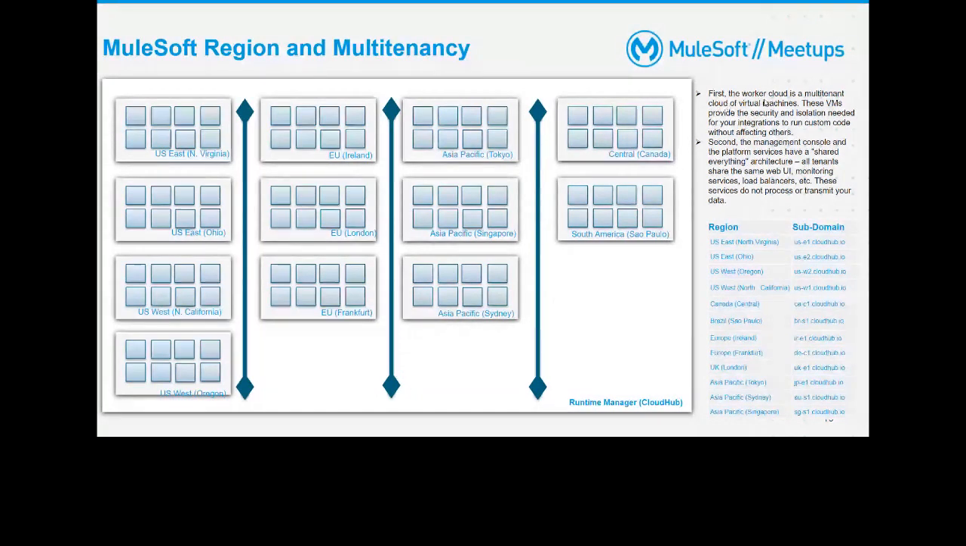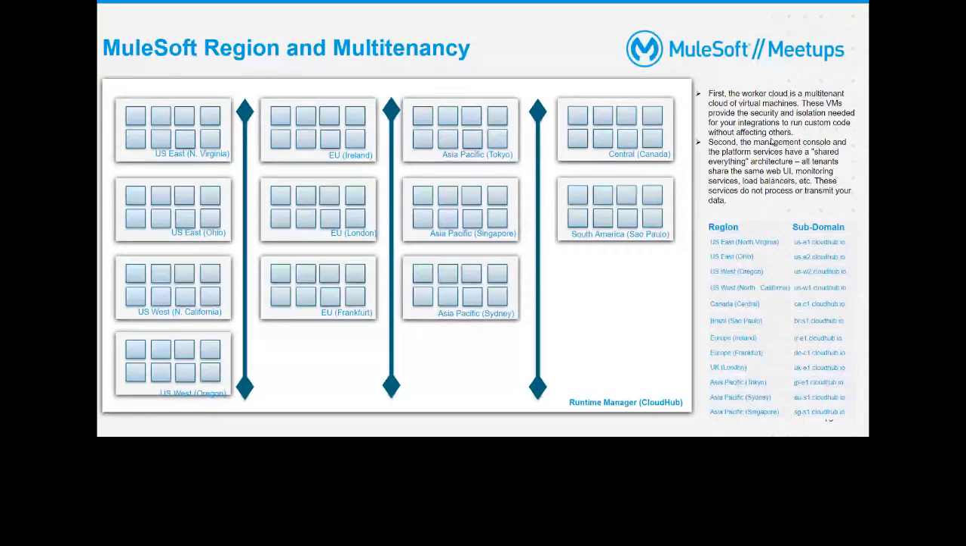Take two examples. The worker cloud is a multi-tenant cloud of virtual machines. This VM provides the security isolation needed for integrations to run custom code without affecting others. As I mentioned, if you are deploying an application on CloudHub, you select one worker, and that worker is isolated. That EC2 instance is separated; it will not share data with other tenants.